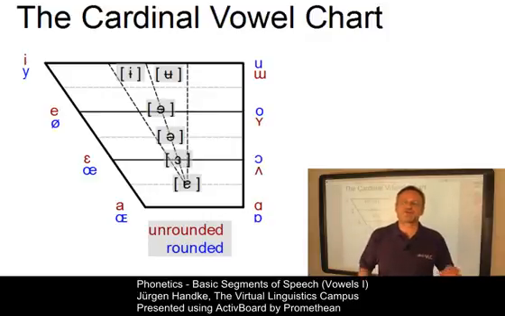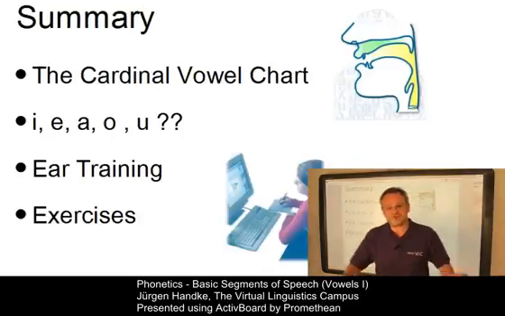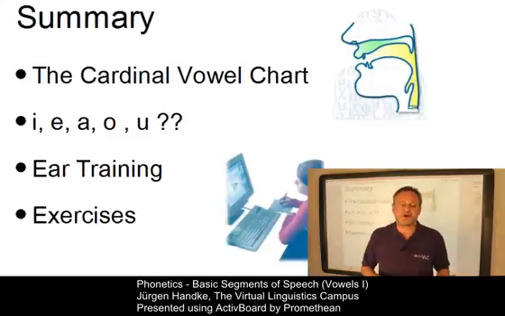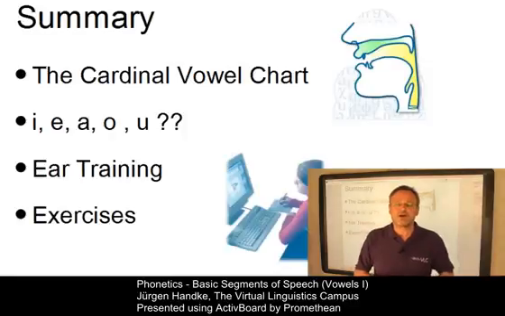This chart now serves as a reference system for all sorts of vowels that are used in the languages of the world. They can be classified by means of reference to these cardinal vowels. As a result of this first e-lecture about the articulation and phonetic description of vowels, you should now have understood not only how vowels can be classified using articulatory criteria, but also how the cardinal vowel chart can be constructed.